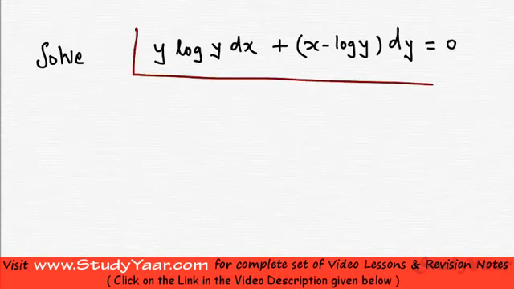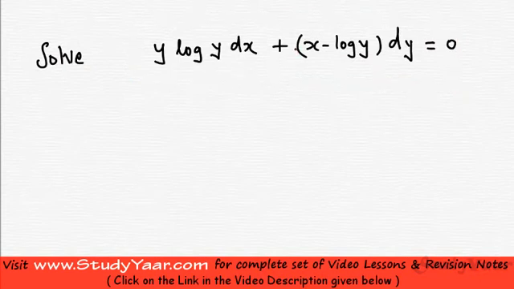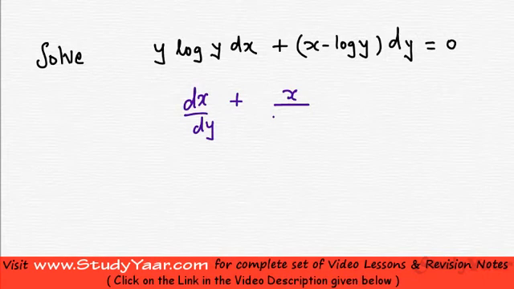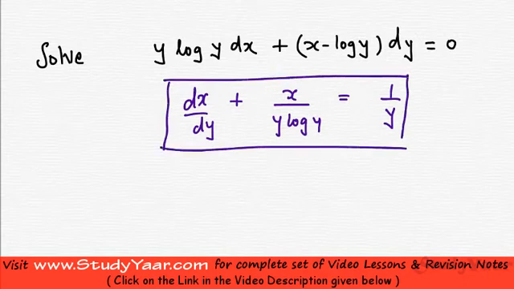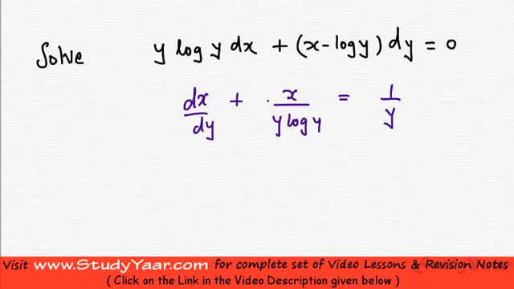We have over here a differential equation which we need to solve. If I simplify this, what I would get is dx by dy plus x upon y log y is equal to 1 by y. Now you can see this is basically a first order linear differential equation. You have this term which is totally a function of y, and you have this term which is totally a function of y. And this is dx by dy instead of dy by dx.